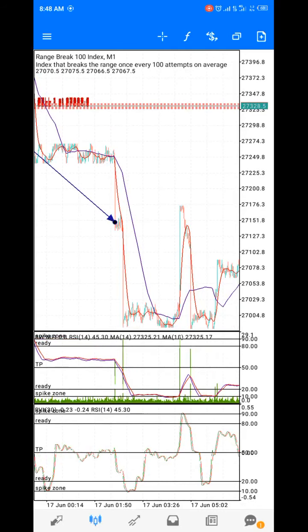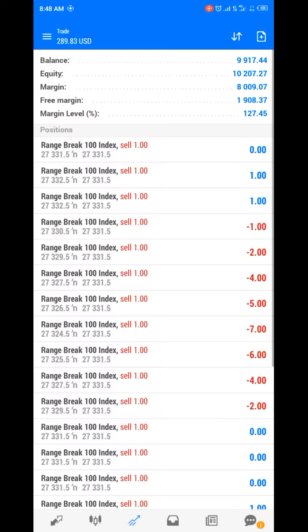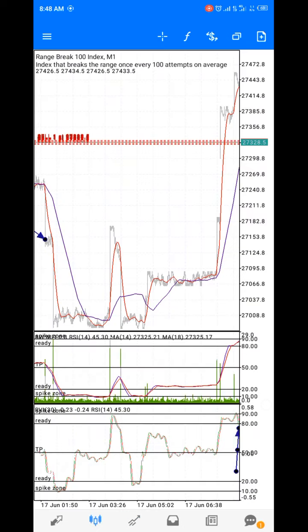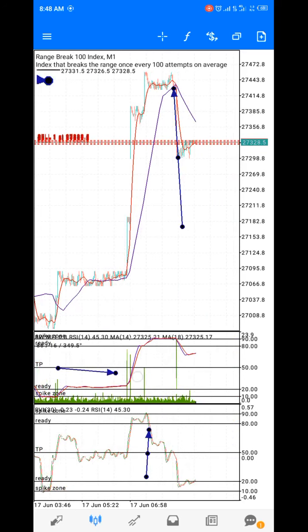It worked for Range Break 100, it worked for 200, it worked for almost all the range breaks. So I'm going to hold this position. I'm going to hold it till I see some... this is the first, you see what happened? Look at it there.